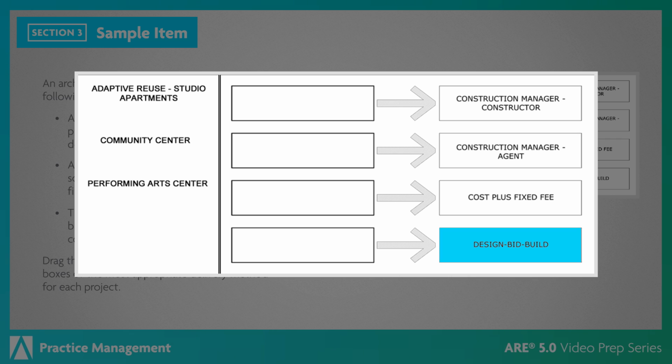In the Design-Bid-Build methodology, project cost is a primary driver because contractors submit fixed price bids, allowing the owner to select a contractor at or under the owner's budget. This delivery method fulfills the community center's requirement of a fixed budget and contractor competition.